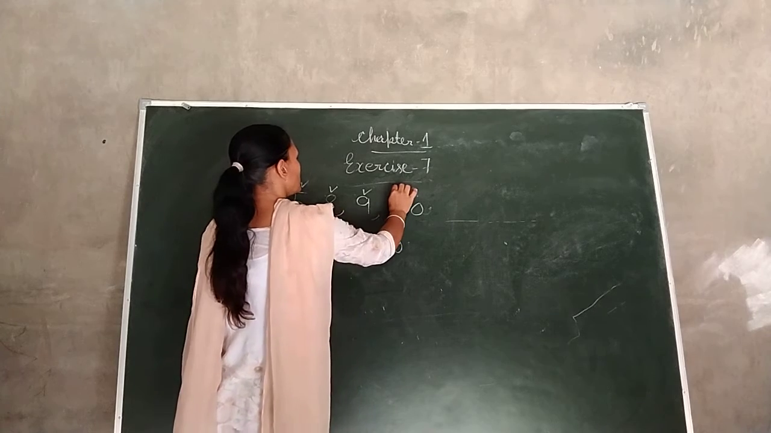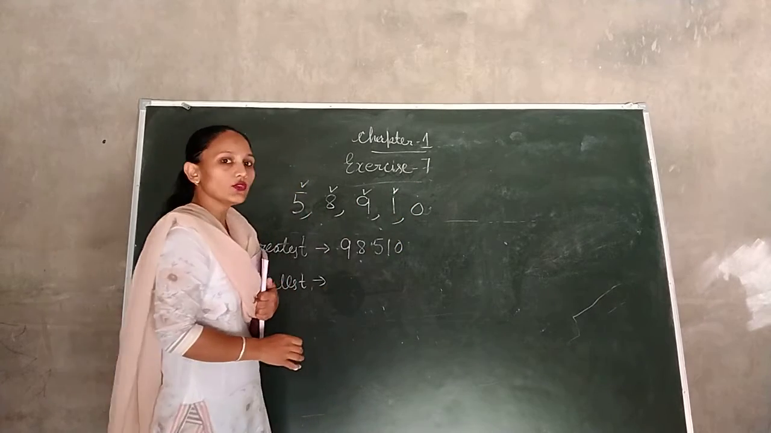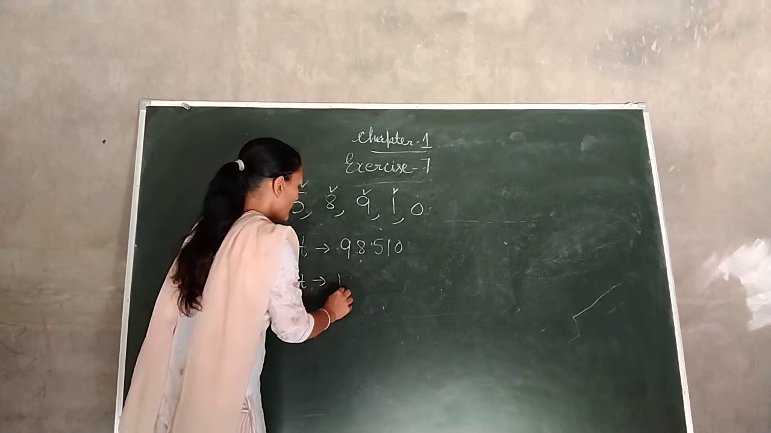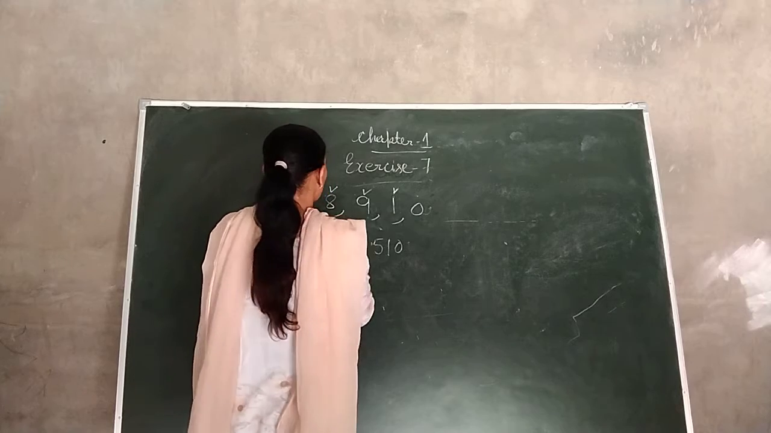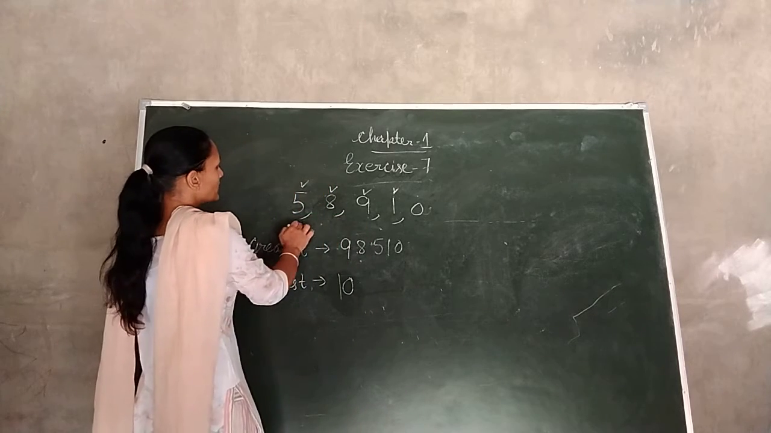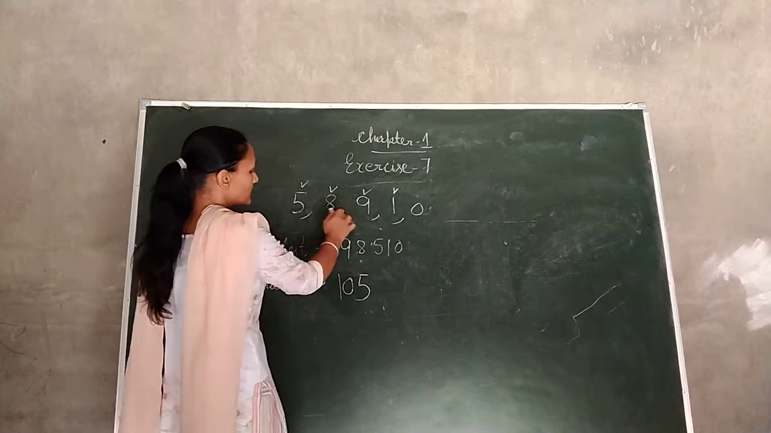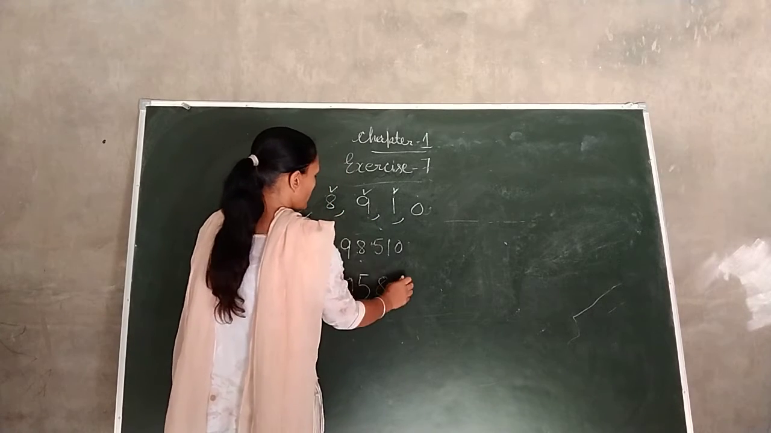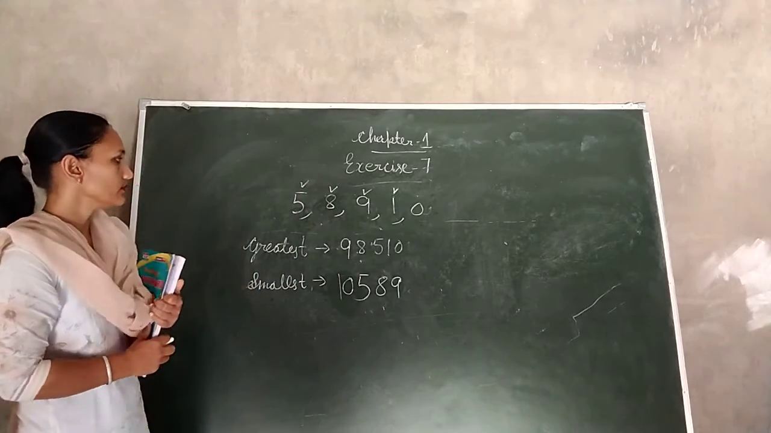So 0 is the smallest, but we can't write 0 as the starting digit. So which is the smallest digit among all the other digits? 1. So we will write 1 as the starting digit. Next we will write 0. Then which is the smallest among the remaining digits? 5. Then the smallest among the rest? 8. And now we have 9. So this is the smallest number.